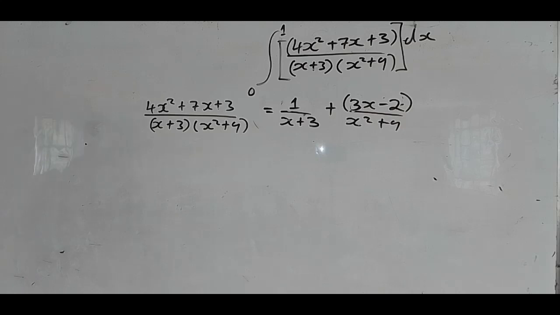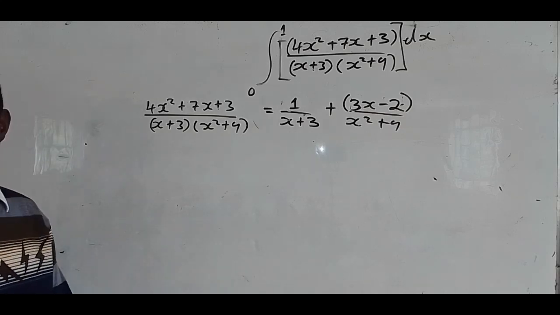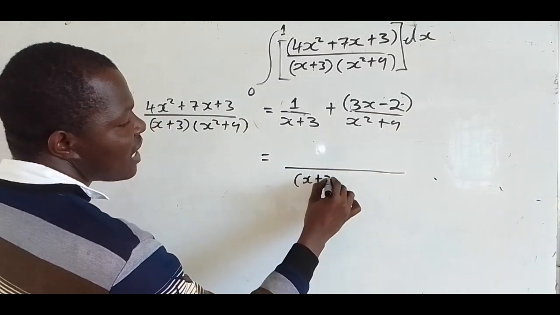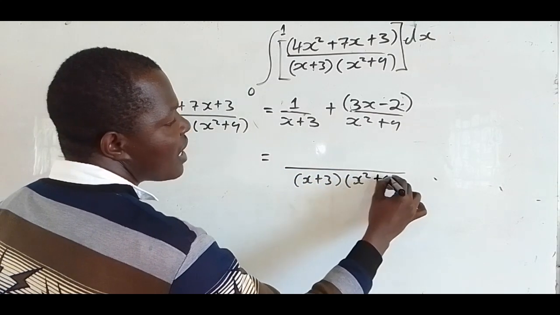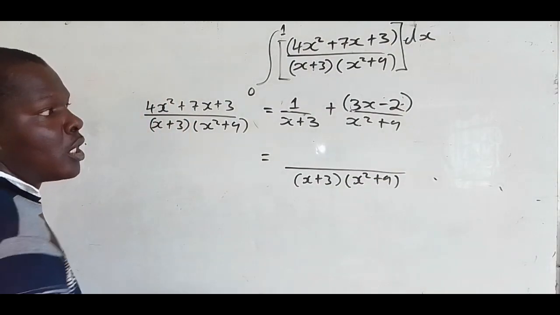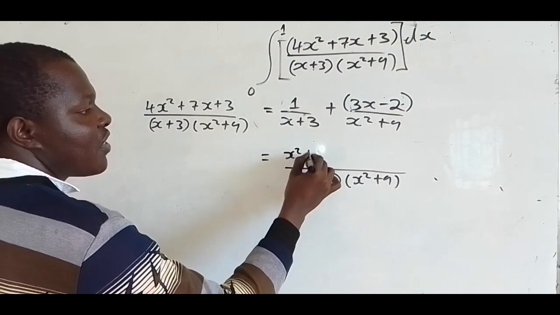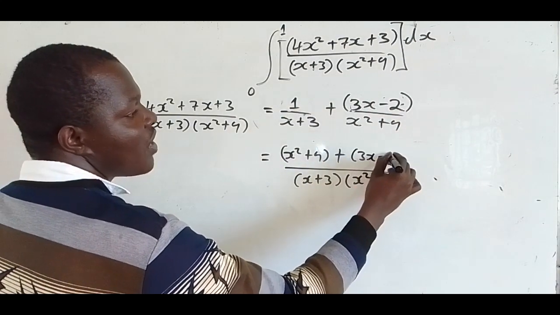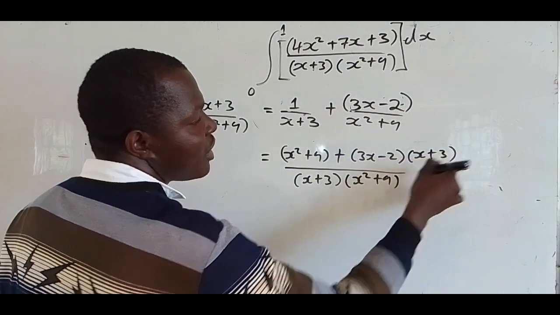Now, what you can do is to confirm whether you have the right answers, isn't it? But you don't do that because we know we've confirmed we had the right answers. x squared plus 3 and x plus 9. See this times this, that is x squared plus 9. Then it is plus this times this, that is 3x minus 2 into x plus 3.